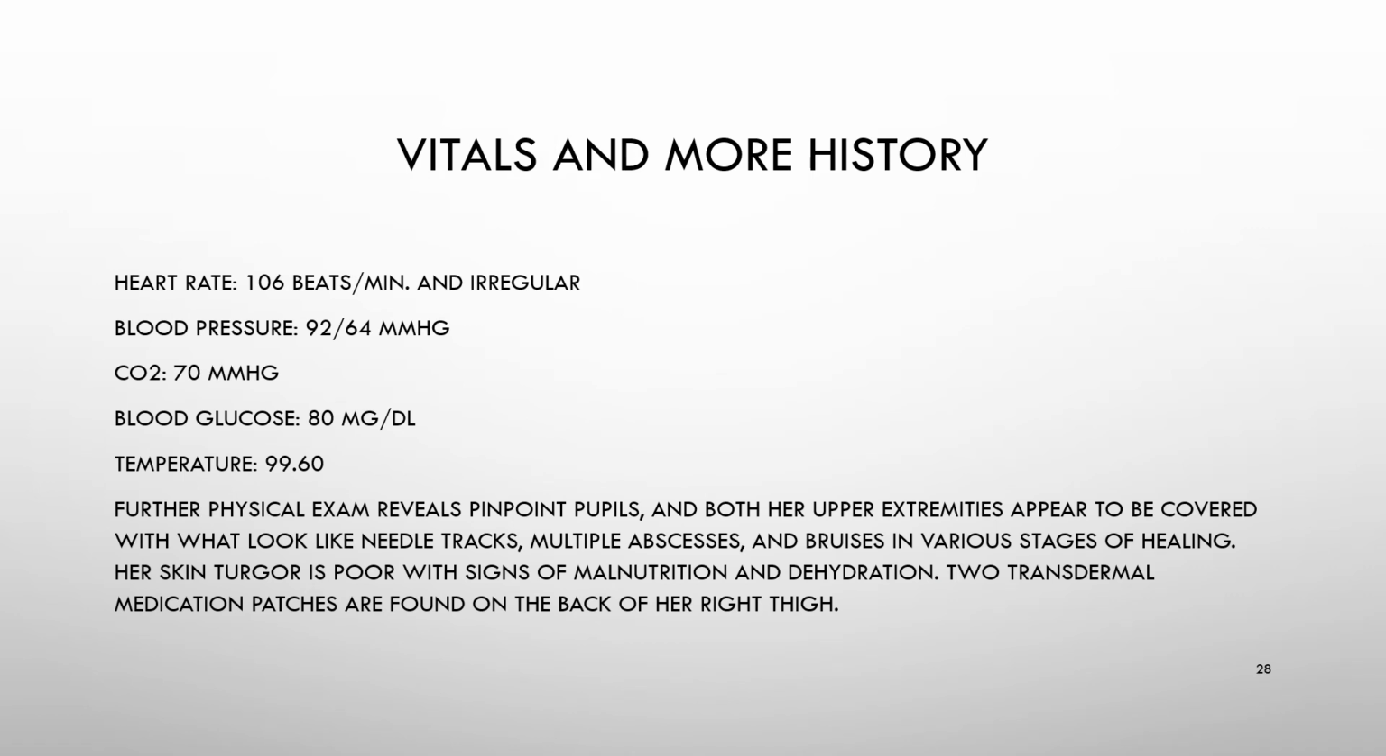More history on vitals. Her heart rate was 106. Her blood pressure was 92/64. They did some blood tests on her where they found her CO2 level to be 70 millimeters of mercury. Her glucose was 80 milligrams per deciliter. Her temperature was 99.6. Upon physical exam, her eyes showed pinpoint pupils, and both her extremities appeared to be covered with what looked like needle tracks.